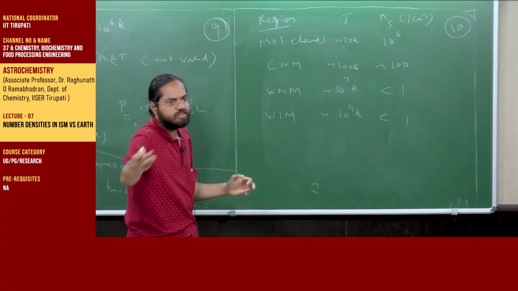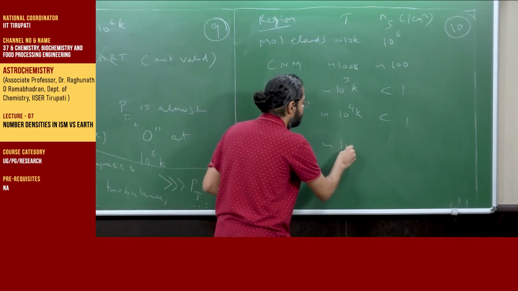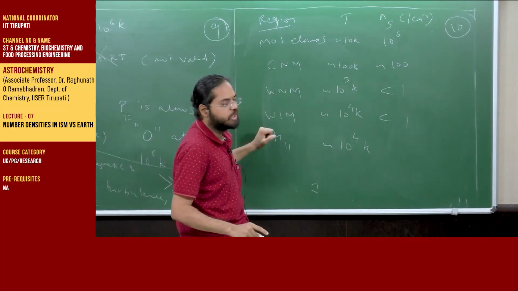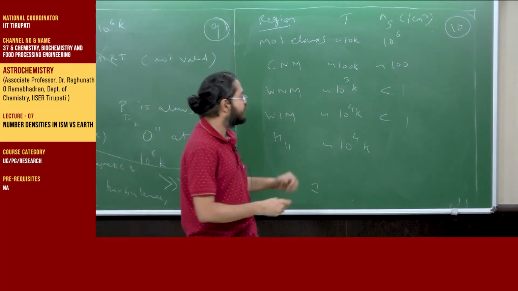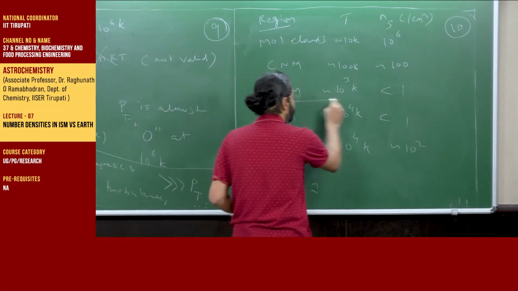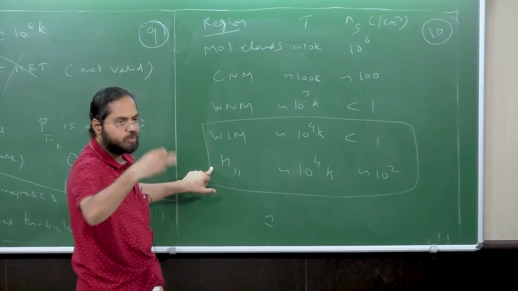And what is the next region? The next region is the H2 region. Here also the temperature is of the order of 10 to the power 4 Kelvin. But notice that in the H2 region alone, the number density can be as high as 10 squared. So please make note of this alone. The reason for this, we shall elaborate in the tutorials.